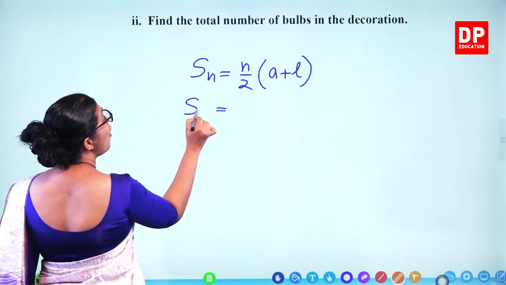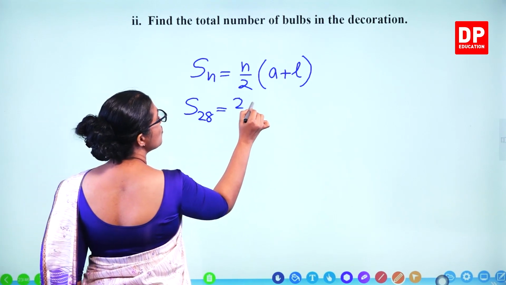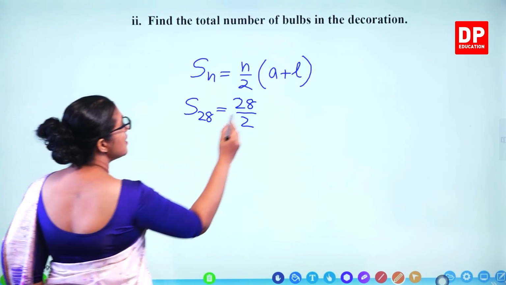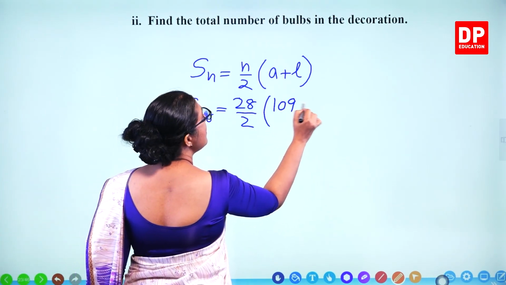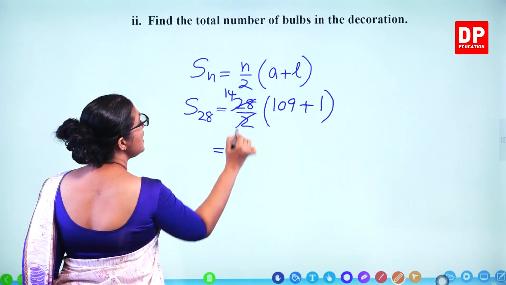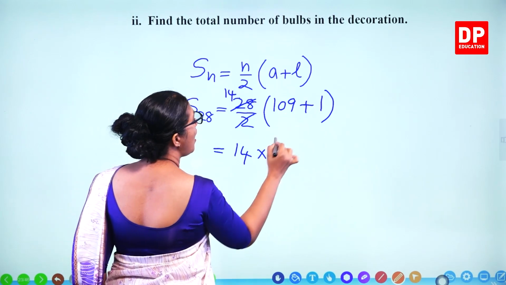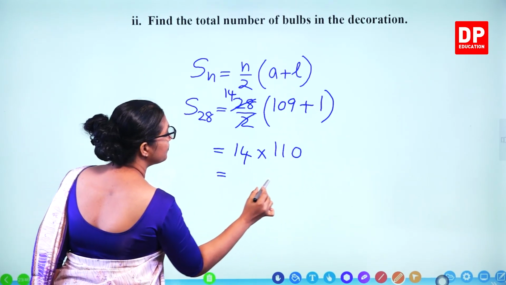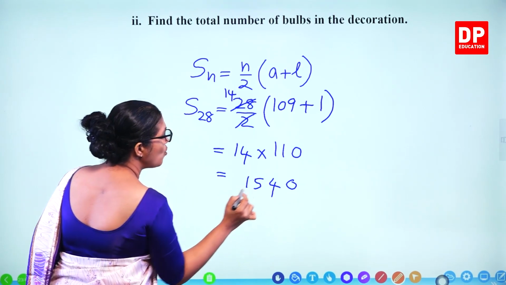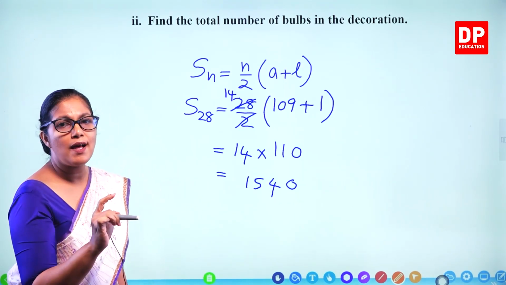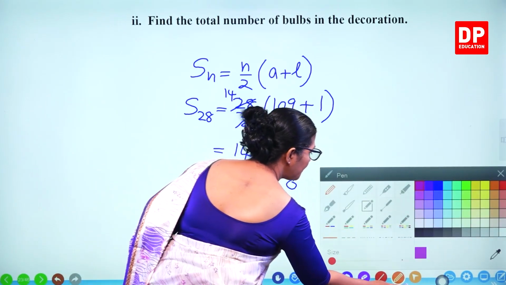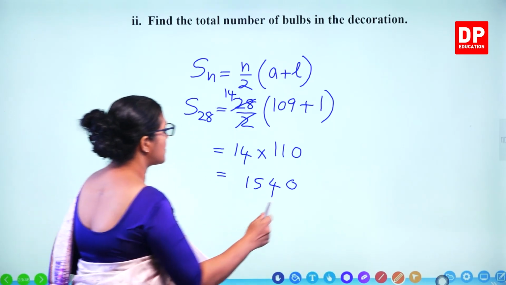So n we found is 28. 28 over 2. We'll check it again, 28 is correct. So the first one is 109, the last row is 1. So 2 times 14 into 110. 1540 bulbs are all together. So how many marks for this step? 2 marks.